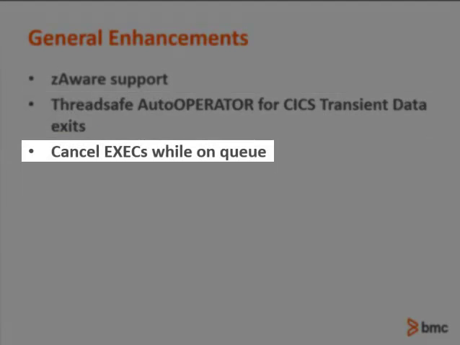For execs, the BBI cancel command has been updated with an option to cancel currently queued execs, that is, those execs that have been scheduled but are not yet executing. This could, for example, allow you to delete a backlog of execs without affecting the currently running execs.